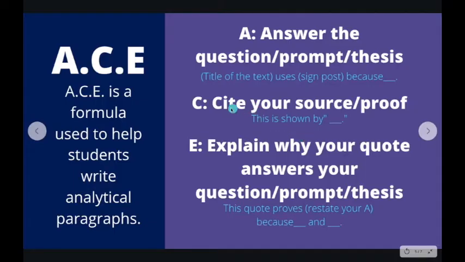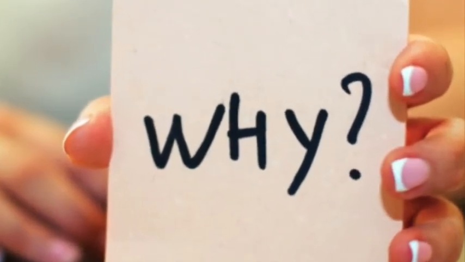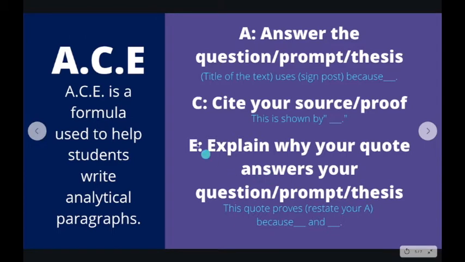Now, with cite, this is the only time you can copy straight from the text. And you have to make sure you pick your sentence very carefully. Don't just pick the first sentence you see in the paragraph. You got to make sure it's with purpose because that will help you with the E. Explain why your quote answers your question, prompt, or thesis. So it kind of all builds together. Everything goes back to that A. The C is with the A and the E is with the A. You're all trying to get to the answer. You're trying to solve this because.